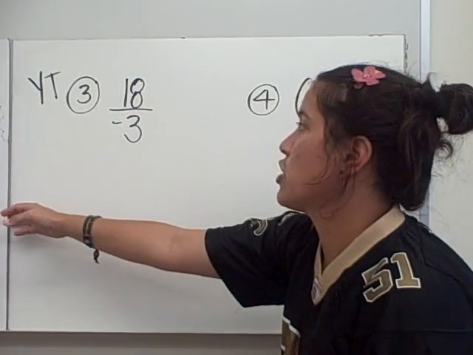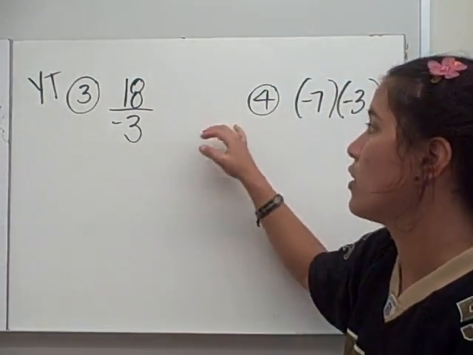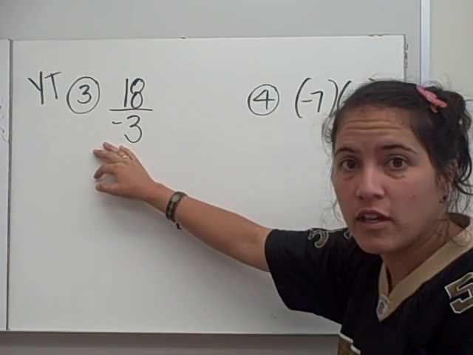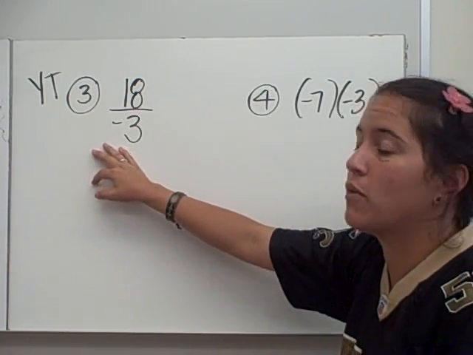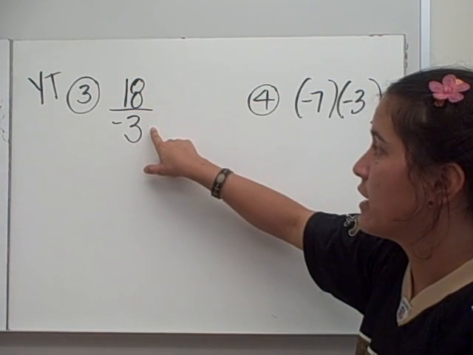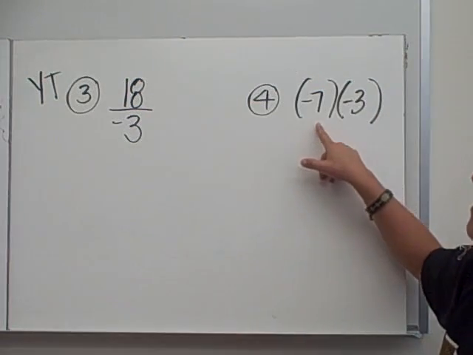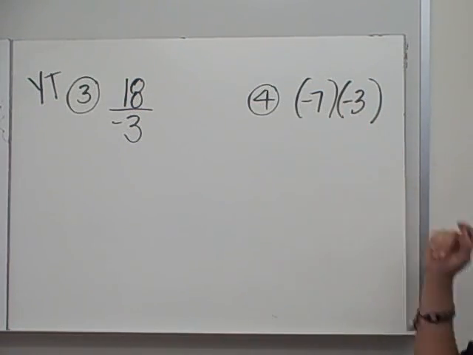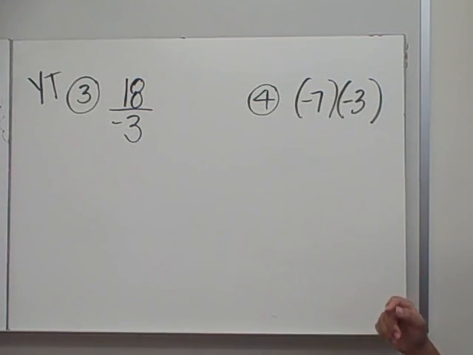So here are a couple of you try. You try number 3 and number 4. Copy the problem down, pause the video, and then restart it when you're ready for me to go on. 18 divided by -3. -7 times -3. So copy the problems down, pause the video, and then when you're done, restart it.